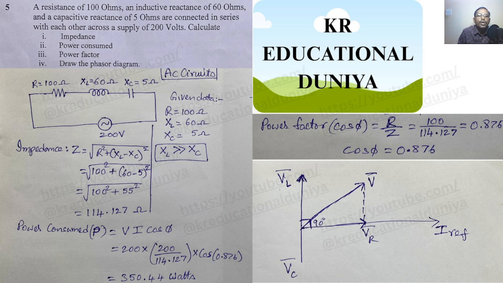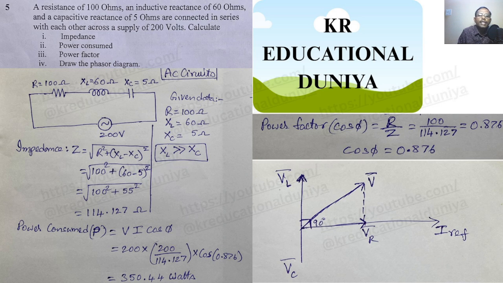Impedance Z equals the root of R square plus XL minus XC, whole square. Here we need to observe which one is greater. If XL is greater, then XL minus XC whole square. If XC is greater, you have to write XC minus XL. If XL is greater, that is an inductive circuit, and the power factor is inductive in nature. If XC is greater, the power factor is capacitive in nature, that is leading. If it is capacitive, leading. If it is inductive, lagging. So you need to observe this.